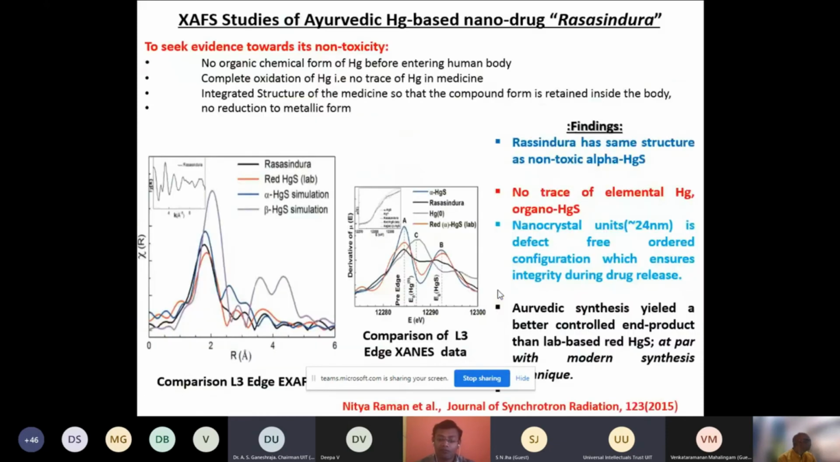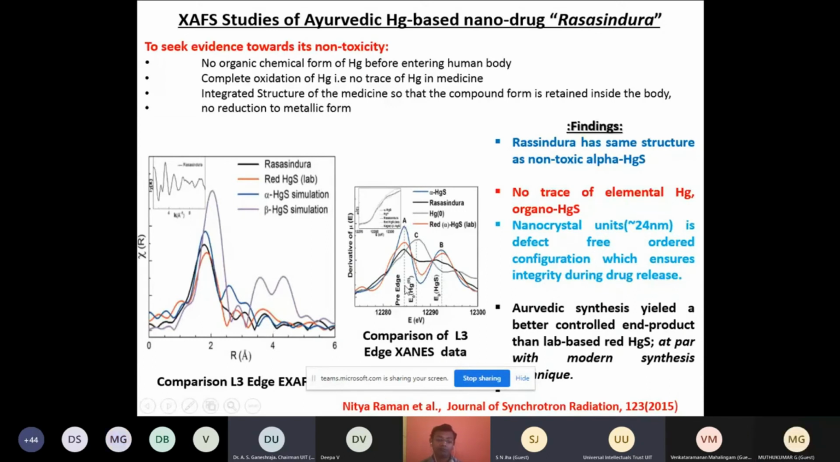This is another example of an Ayurvedic drug where the objective was to seek evidence towards its non-toxicity. Normally, we are afraid of these mercury drugs, thinking that they are poisonous. But we have confirmed from the study that the Rasasindura, this Ayurvedic drug, is non-toxic, and it is a very sturdy nanomaterial with a 24 nanometer average particle size. And the whole Rasasindura has the same structure as non-toxic alpha HgS. And this has been done with a combination of XANES, which is plotted here, and this is the EXAFS.